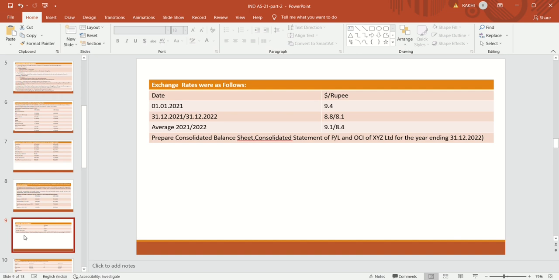Then the exchange rates: the opening exchange rate on 1st January, the rate on the date of acquisition, that is 1st January 2021, is 9.4, and the closing rate will be given for both the years, since 2 years of consolidation is required. So the 31st December 2021 and 31st December 2022 rates are given. Then the average rate of both the years is given. Prepare the consolidated balance sheet and statement of P&L and OCI as on 31st December 2022.